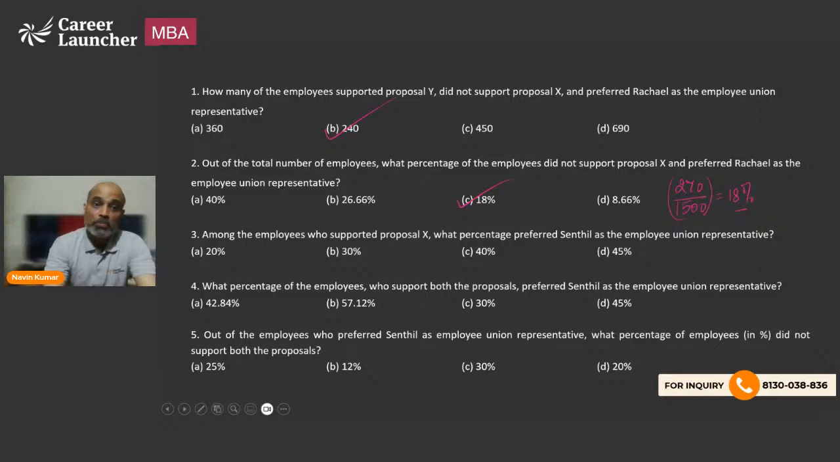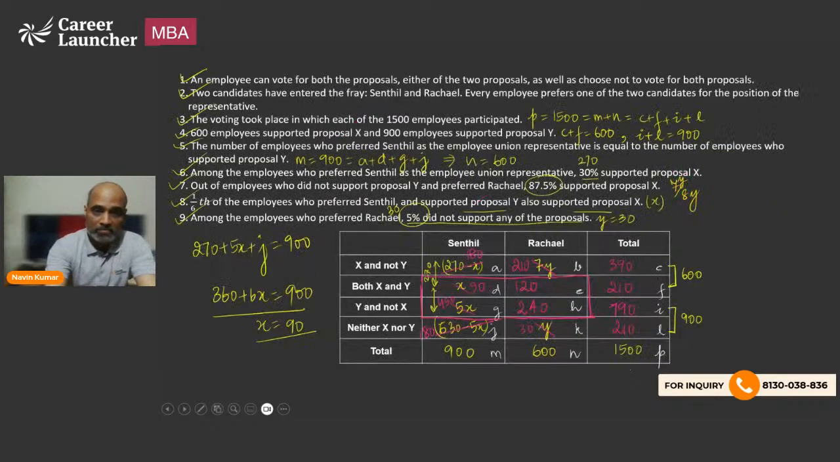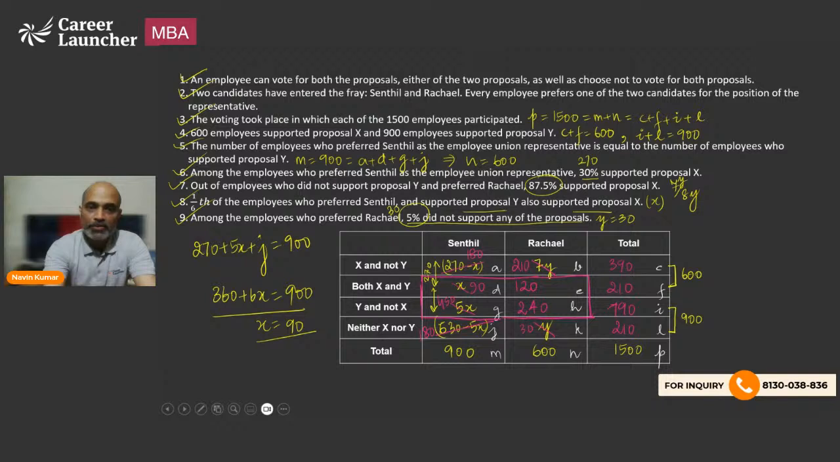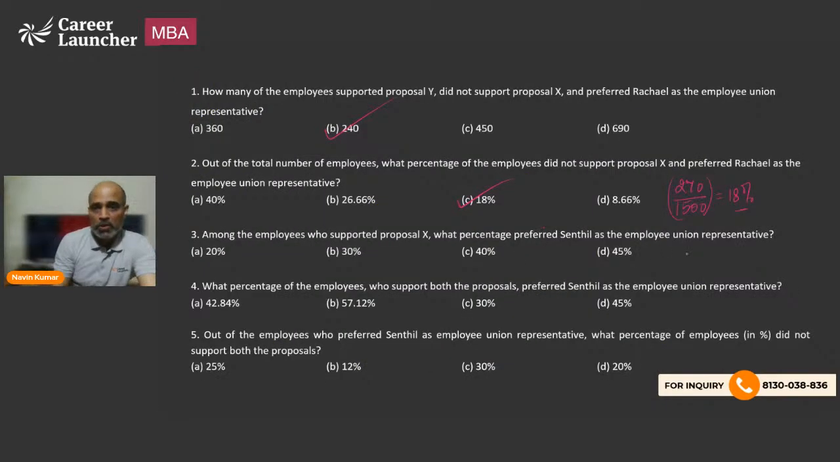Among the employees who supported proposal X, so we are talking about 180, 90, as in 600, right? What percentage preferred Senthil as the employee union representative? So 180 plus 90, that is 270 out of, we had total of 600. So this is going to give us 45%.